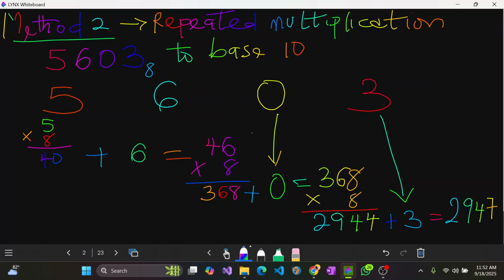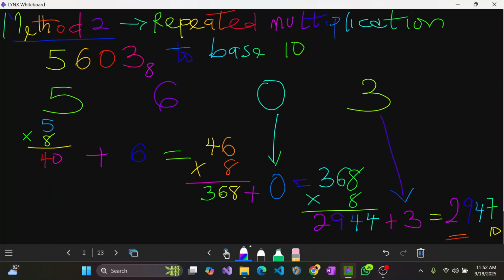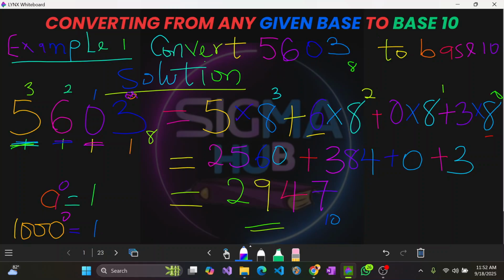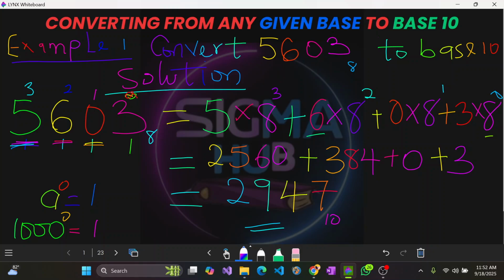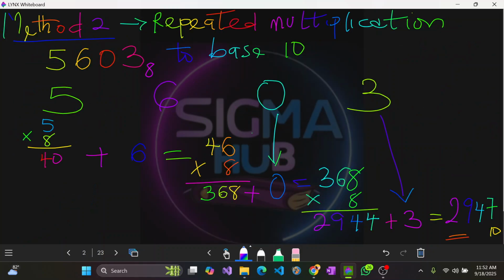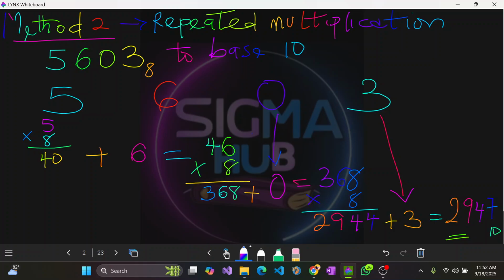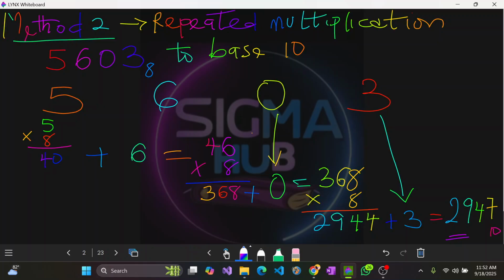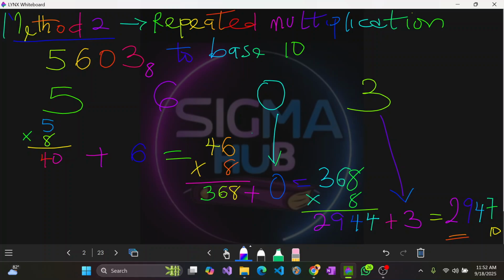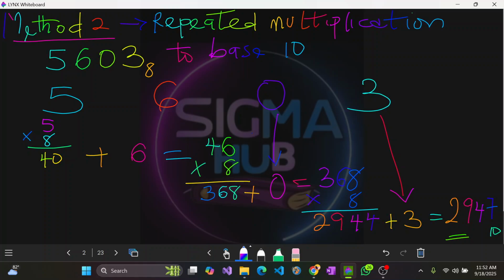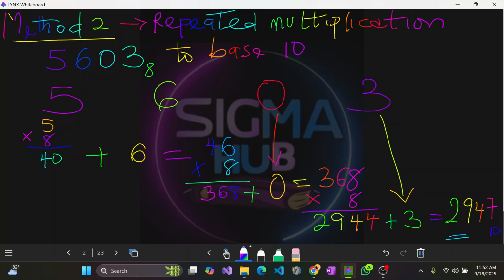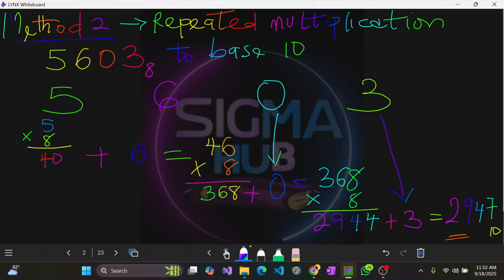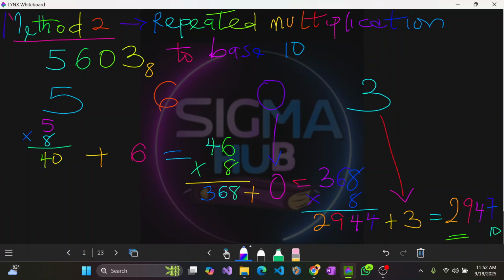So the final answer is 2947 in base 10. You can see it's the same answer we got using the first method, the expansion method, 2947. And the second method, the repeated multiplication, also results in 2947. So these are the methods that you can use. Whichever method you feel you understand better is what you use. At the end of the day, you get the answer.